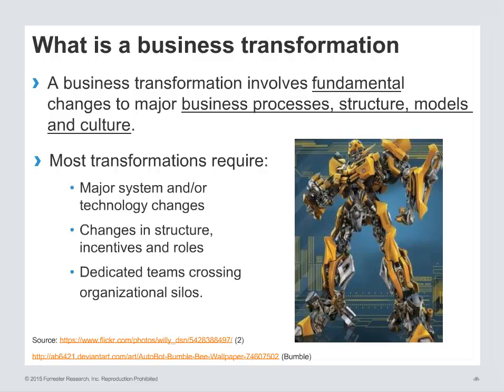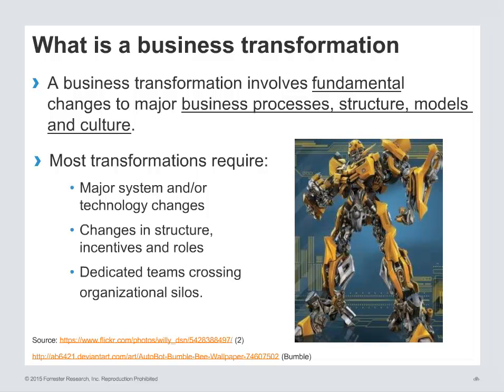We'll start off by talking a little bit about what is business transformation. This is something that about 15 or so analysts within Forrester argued about for, I think it went on for about 2 weeks or so before we finally came up with a definition that we were all pretty comfortable with. It involves fundamental changes to major business processes, structure, models, and culture. Now, in almost every transformation I've seen, you've seen these groups impacted. They're not all impacted to the same degree, but they are impacted directly. And most of the work we see today in business transformation is really looking at the models and culture of the organization.